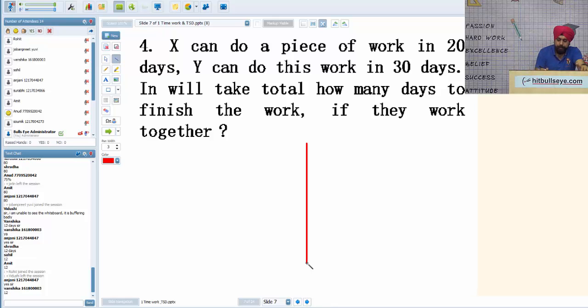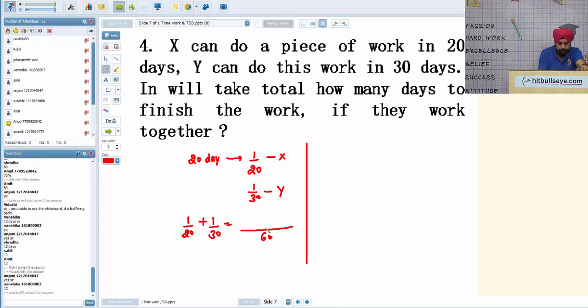One, X does this piece of work in 20 days. So we can say in one day X does 1/20th of the work. In one day Y does 1/30th of the work. Now if you take together their one day's work, it is 1/20 plus 1/30 is equal to, taking the LCM to be 60, 3 plus 2, that is together they do 1/12th of the work in one day. So this means the work will be finished in 12 days, right? This is something you all have understood and are applying.